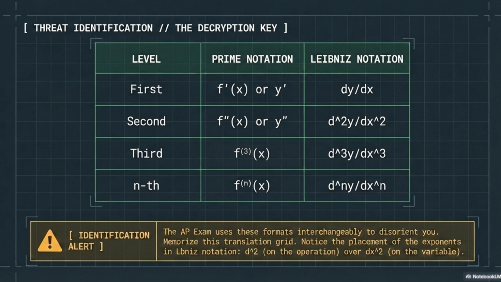Threat identification is critical, so memorize this decryption key for notations. The AP exam uses prime notation and Leibniz notation interchangeably to make sure you understand both. You must recognize that f double prime of x and d squared y over dx squared represent the exact same objective. Pay special attention to the Leibniz notation for higher-order derivatives, noting the placement of the exponents on the operation in the numerator and on the variable in the denominator.